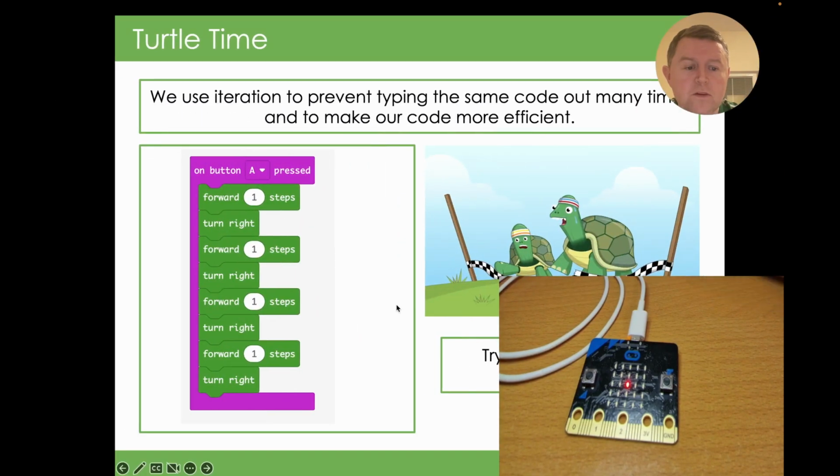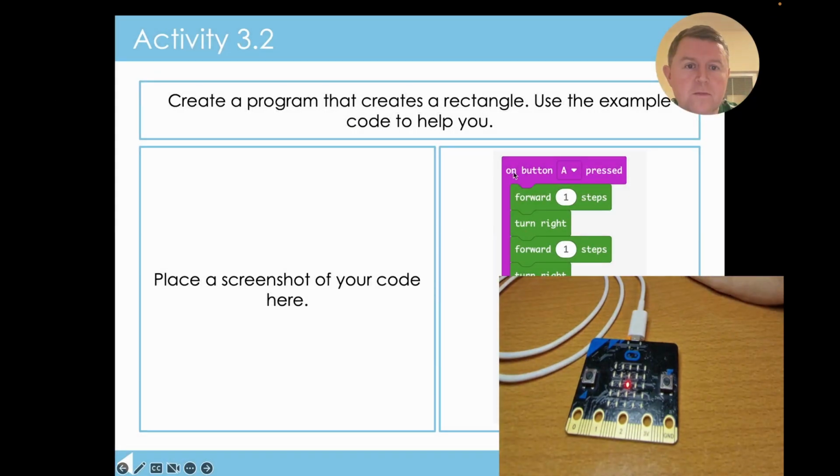And what I want to do, just before we do that one, is see if you can get it to make a rectangle rather than a square. So you need to change the steps. Instead of going forward 1, you might have to do forward 2, and so on, to see if you can get it to make a rectangle. Take a screenshot of that code and place it in here, so then we can see what that looks like.